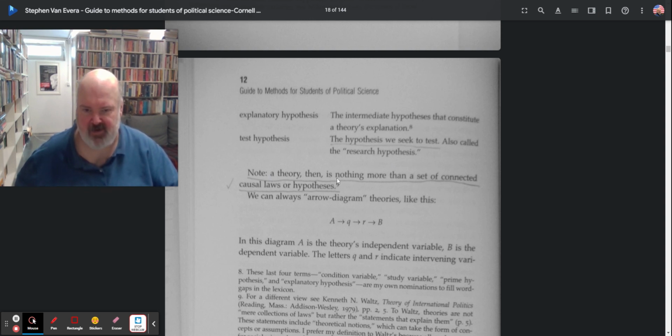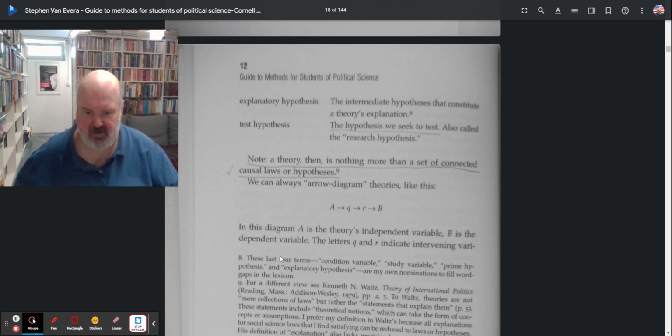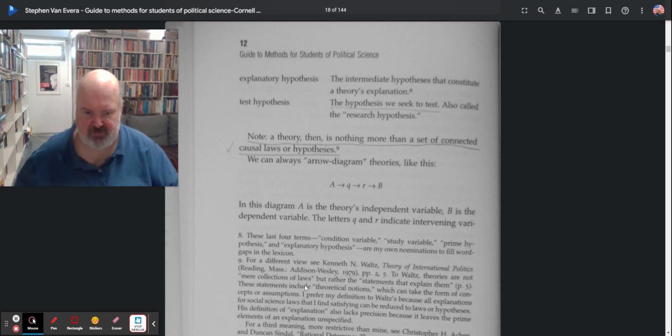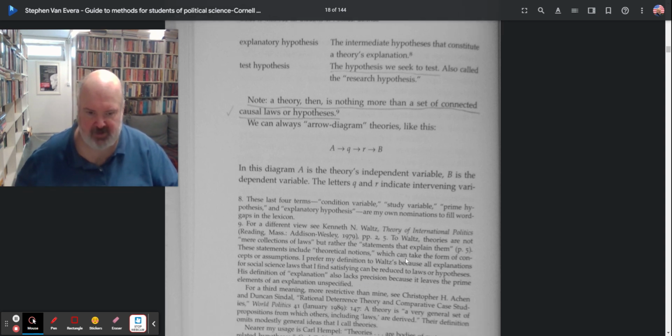Now, a theory then is nothing more than a set of connected causal laws or hypotheses. Now he goes for different views. See Waltz. To Waltz, theories are not mere collections of laws, but rather the statement that explains them. These statements include theoretical notions, which can take the form of concepts or assumptions. I prefer my definition to Waltz because all explanations for social science that I find satisfying can be reduced to laws or hypotheses. His definition of explanation lacks precision because it leaves the prime elements of an explanation unspecified.